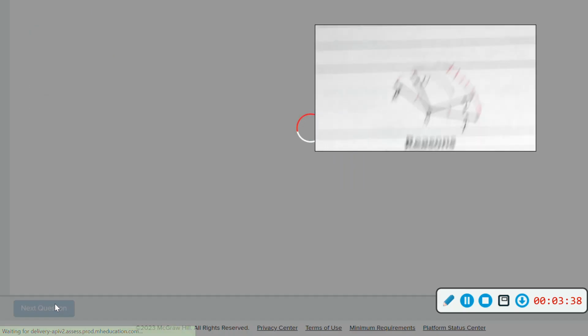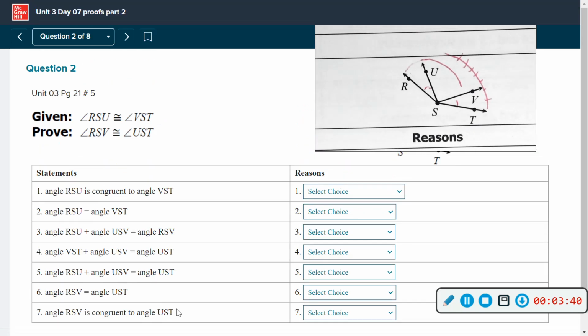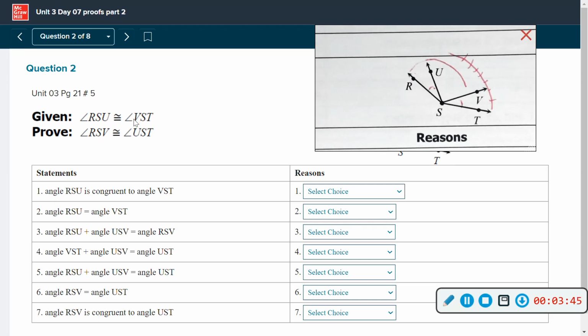Sweet. All right, so the next problem. On this one, I already started labeling this up, but you can just ignore that for a second. Okay, so on this problem, we're on page 21, number 5. We have these angles are congruent, and we're trying to prove that these other angles are congruent. So here we go. We have RSU is congruent to VST. Now, how did we know that? That was given to us.